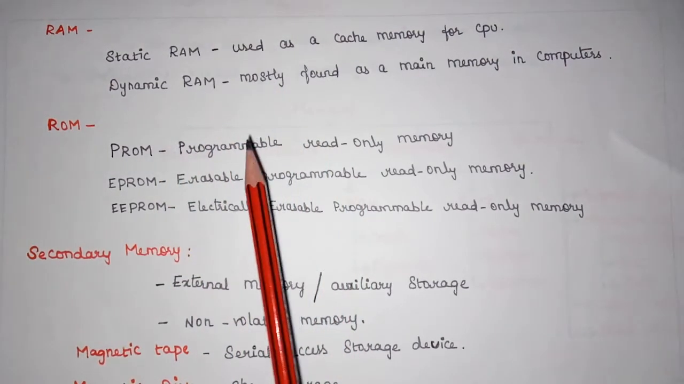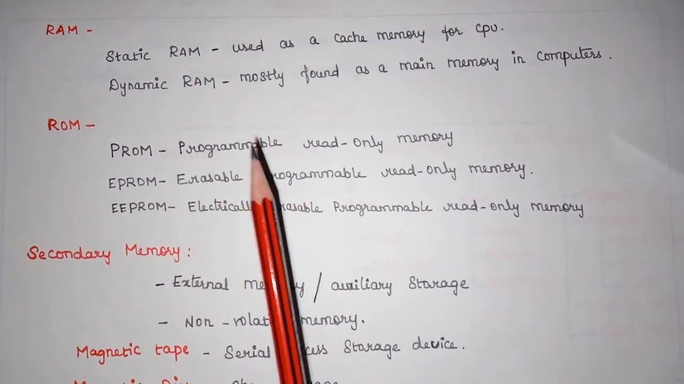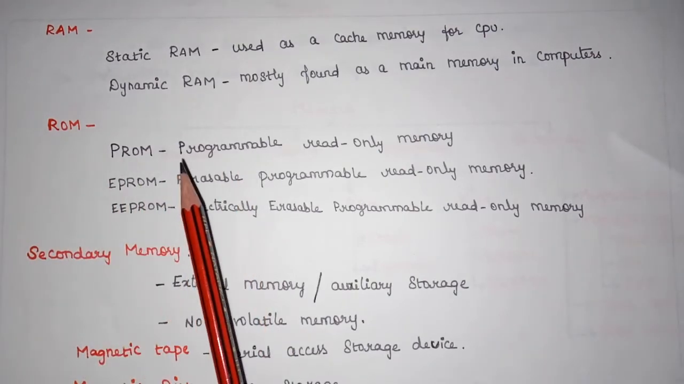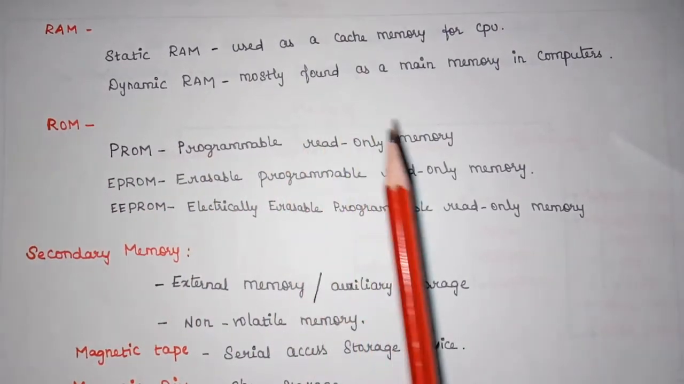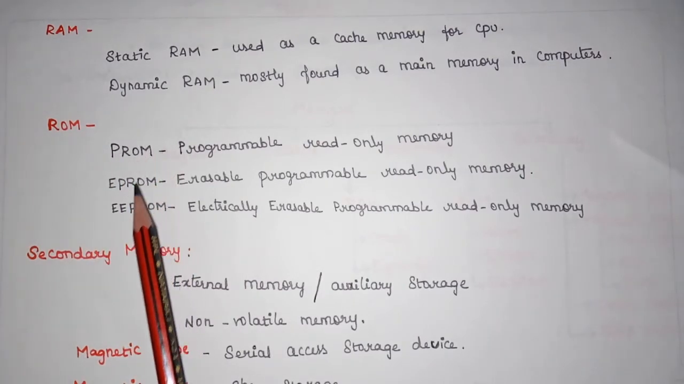So here the computer manufacturer will write the instructions inside the ROM, that is information inside the ROM, and this cannot be overwritten by users. Now the classifications of ROM are PROM, EPROM and EEPROM.